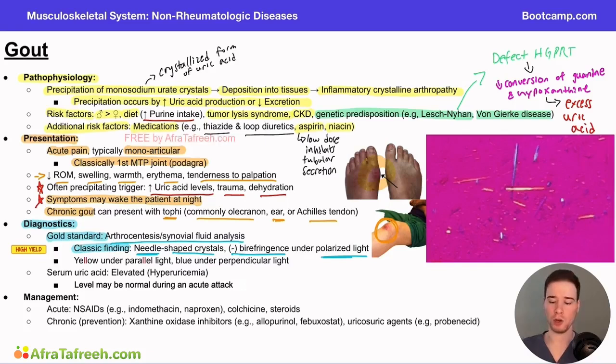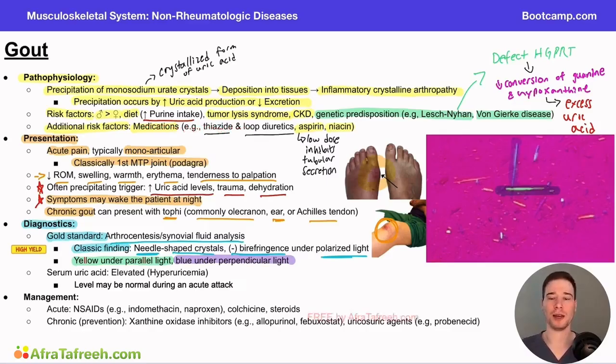Another key thing they like you to know is that these are yellow under parallel light, which we can see over here, right? We have our needle-shaped crystal that is yellow appearing under the parallel light. In contrast, we have blue appearance of the crystals under perpendicular light. And again, you can see the blue appearing crystals right here. So again, we have three different ways to think about this: perpendicular light, parallel light, or polarized light, and what are the associated findings.